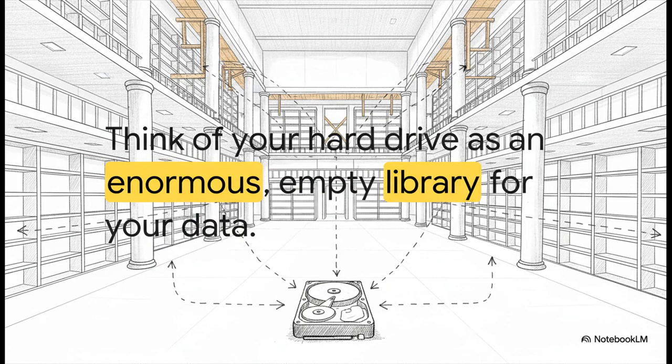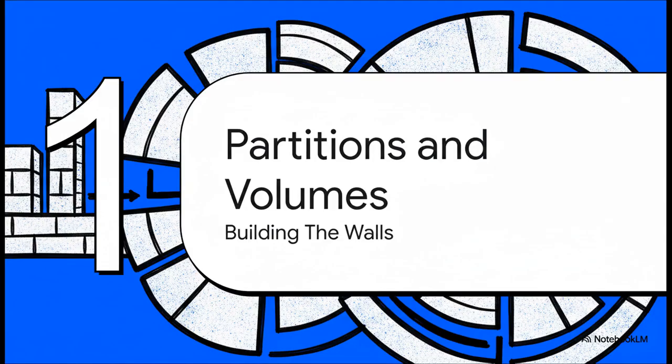The best way to wrap your head around it is with a pretty simple analogy. Just picture your hard drive as this enormous, completely empty library. Before you can even think about putting books on the shelves, you have to build the structure itself, right? And that gets us to the very first step, building the main sections of our library. In the world of digital storage, we call these partitions and volumes. These are the foundational walls that create the large, distinct areas on our disk.